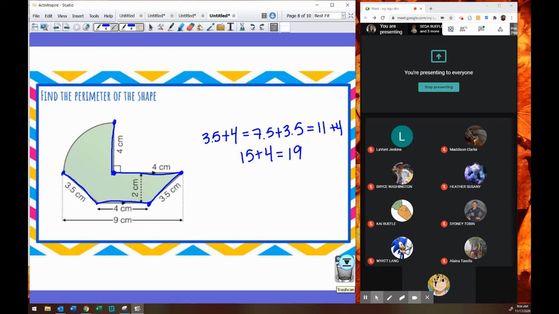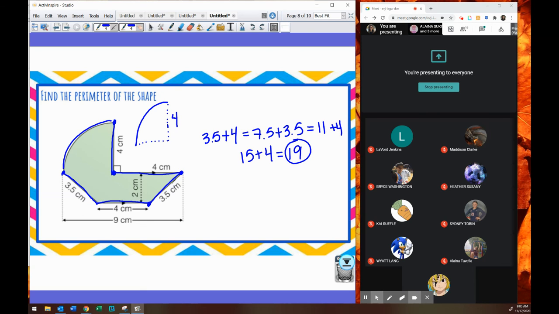All we have left to do, I'm going to circle that so I don't lose track of the number, is find this circular edge. So again, it's a trapezoid and a quarter of a circle. What do we know about that quarter of a circle? It's 1/4 of a circle. What else do we know about it? 4 is the radius.